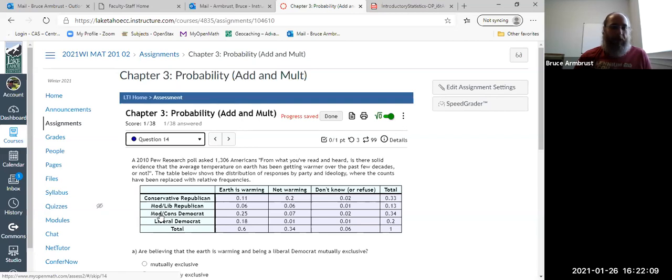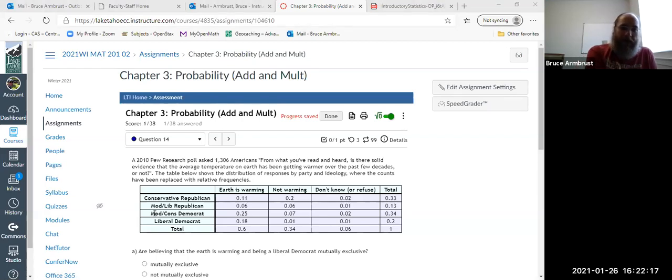All right, so let's look at number 14. We got Pew Research goes out and asks 1,306 Americans, from what you've read and heard, is there solid evidence that the average temperature on Earth has been getting warmer over the past few decades or not? The table shows the distribution of responses by party and ideology, where the counts have been replaced with relative frequencies.